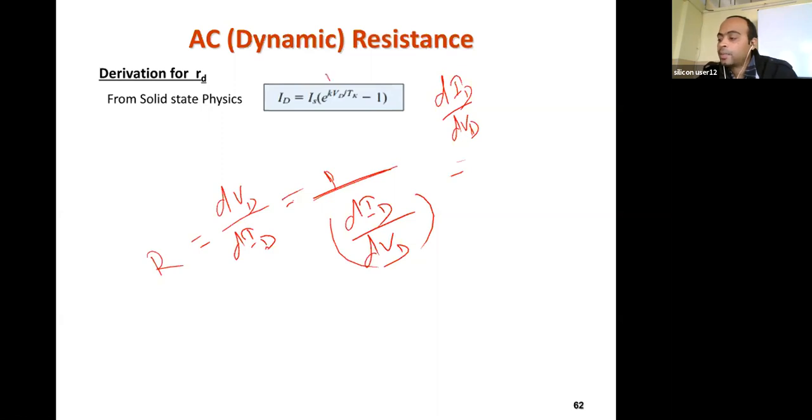Now I have an ID equation. I will differentiate this equation with respect to VD and apply it here, which will give me the resistance. Let us see this derivation, then it will be more clear.